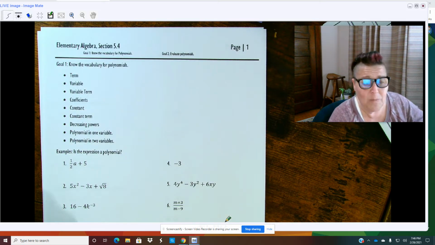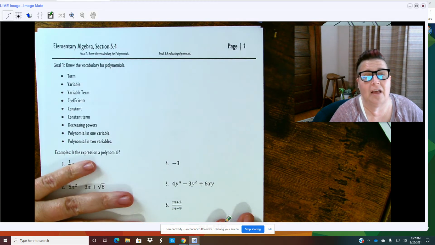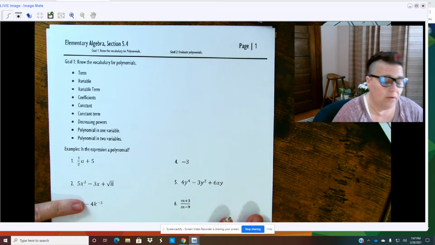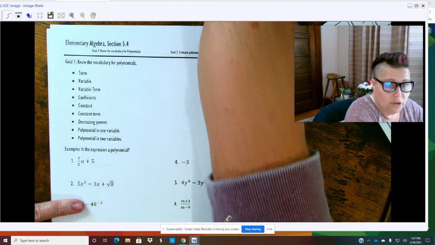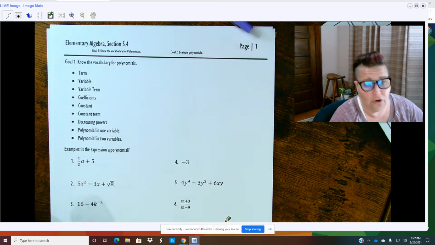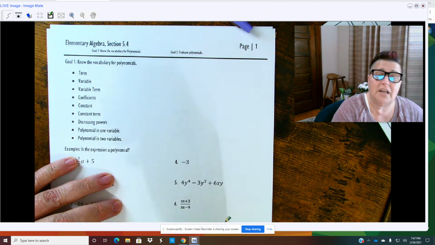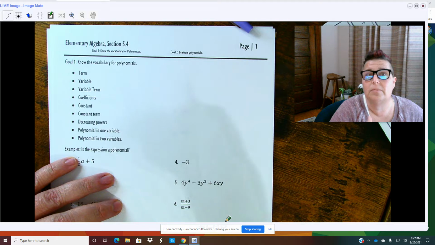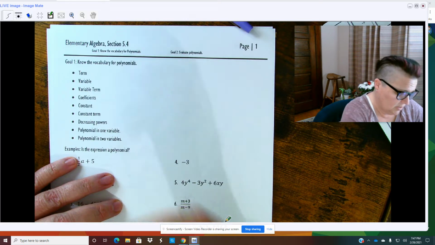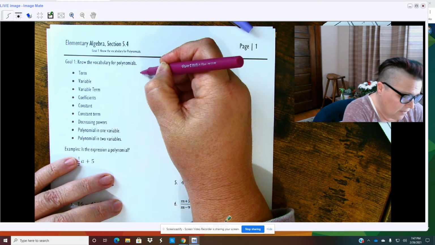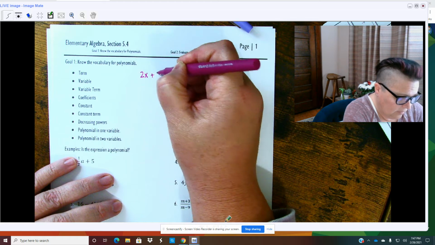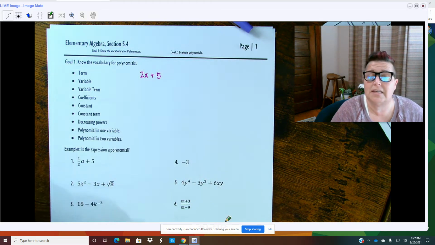A polynomial is an algebraic expression that is made up of what are known as several terms. So a term is a collection of variables and numbers that are held together by multiplication and division and separated by addition and subtraction. For example, if I have 2x plus 5, this is known as an algebraic expression in two terms. There are two terms here.